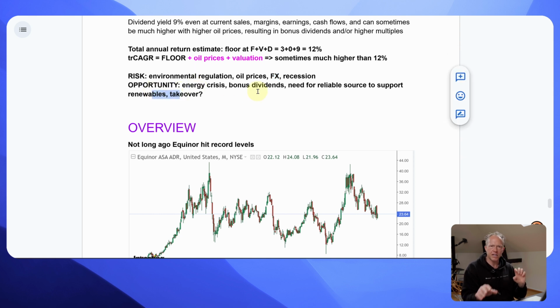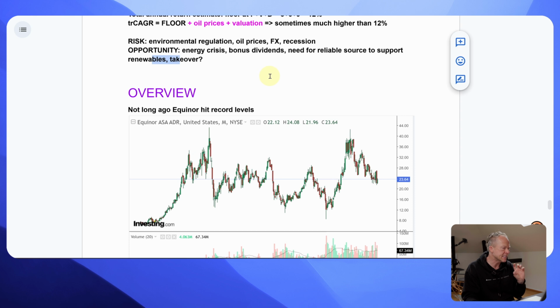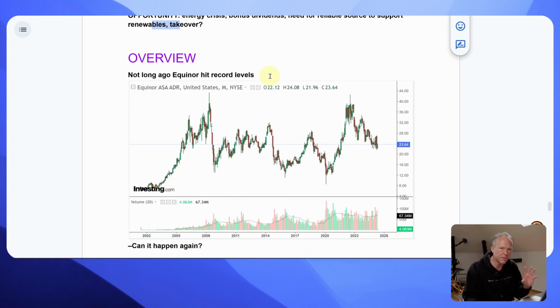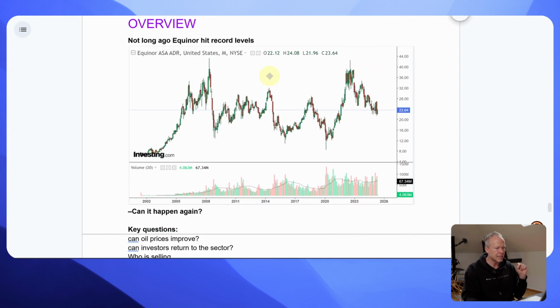Those are some of the risks and opportunities that we need to add on top of our base case CAGR calculation of 12%. The question now is, is this enough to warrant an investment?